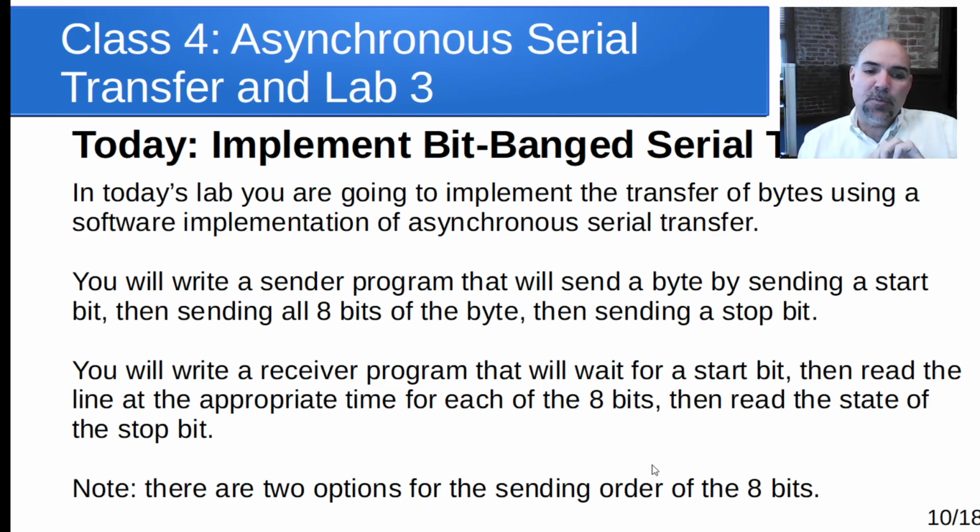So you're going to write a sender program that will send a byte by sending a start bit, meaning pull the line low, and then leave it low for one time period. So pull it low, delay for one time period, and then go through all 8 bits of the byte, sending them one at a time. Put a bit on the line, delay, next bit, delay, and so forth, all the way through the entire byte. And then when we're done, set the line back high, opposite of start bit, delay for 1 unit, and then we're done with that byte.